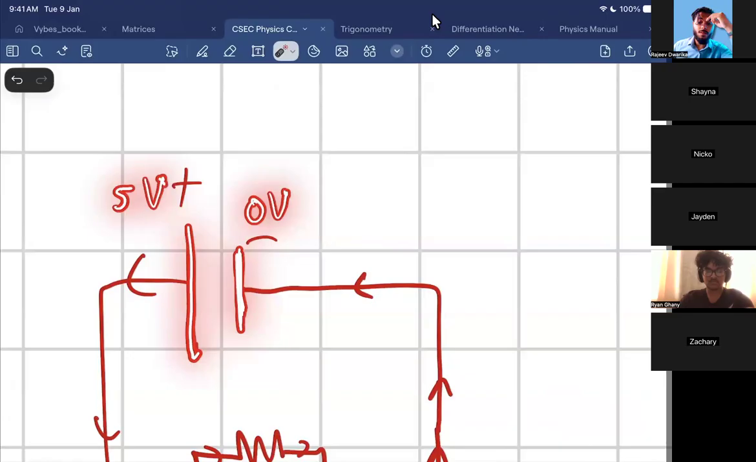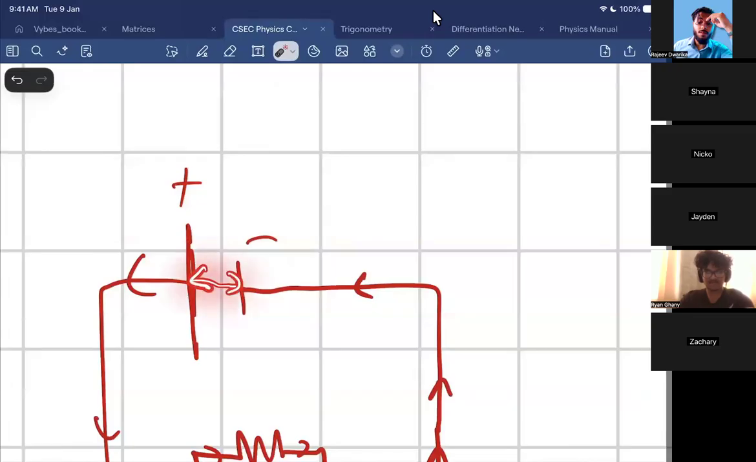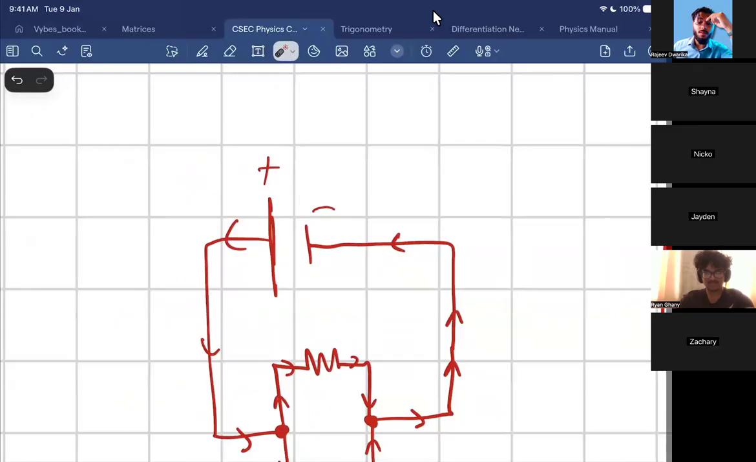Somebody tell me. 5 and 0. No, like difference, like subtract. So 5 minus 0 is what? 5. Cool. So the potential difference across these terminals is 5. So you'll see they write 5 volts on the battery. That's what potential difference is: the difference in potential between 2 points. That's why a battery has 2 terminals, because it's the difference across 2 points.